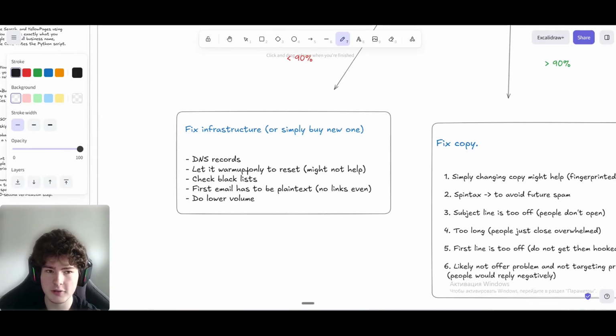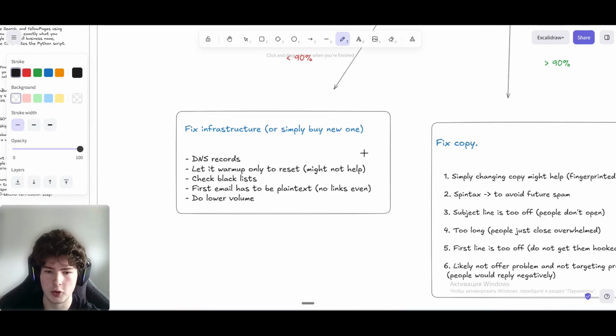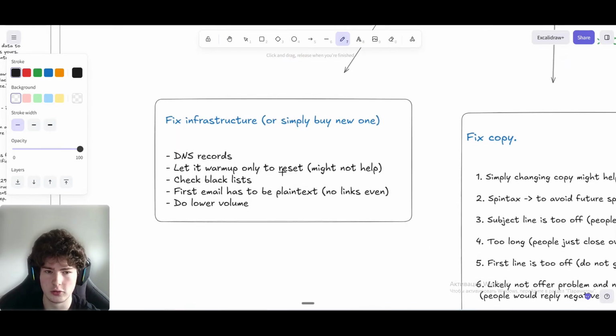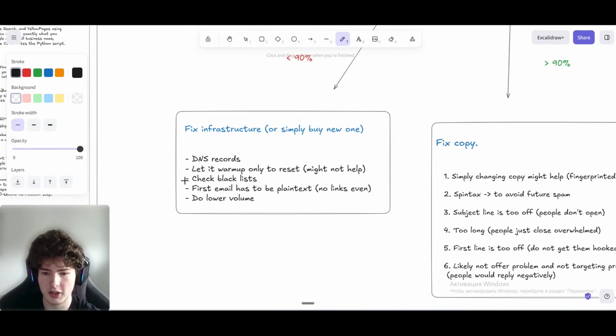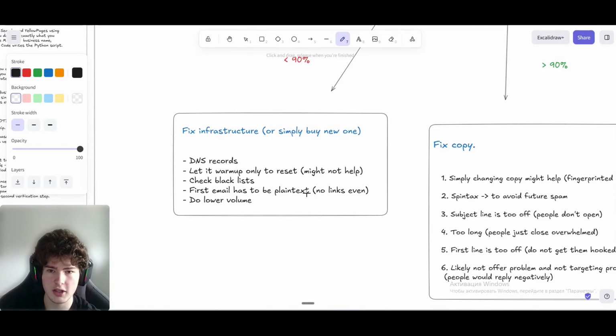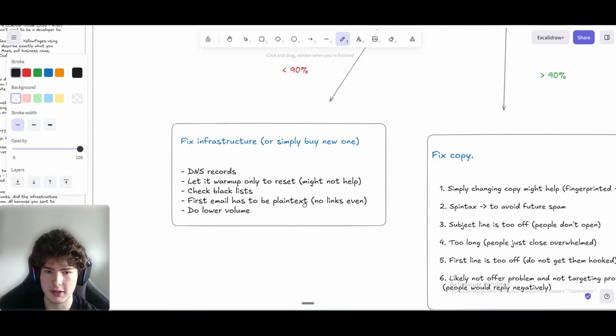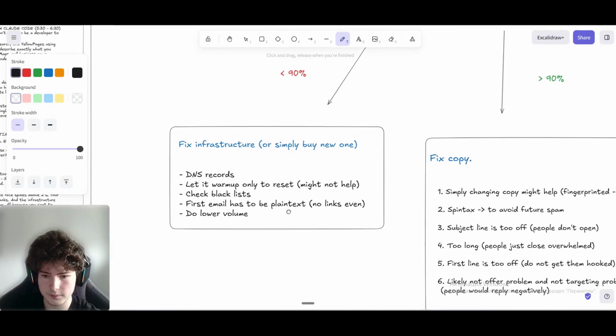Check blacklists, for example. Maybe you're on a super blacklist; check domains. It might be an issue as well. But if you are there, then simply buy a new one because it's not worth the headache, I promise you. Then the first email has to be plain text, because if you're sending HTML in first emails, if you're sending links or something like that, then they can probably go to spam as well.